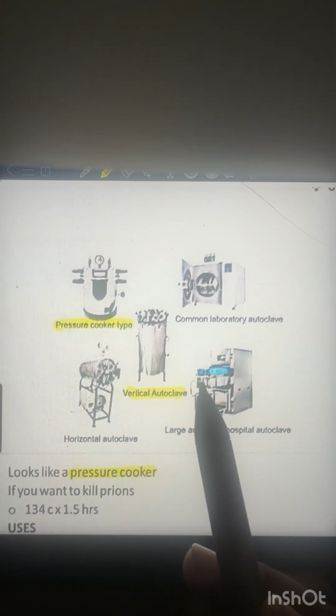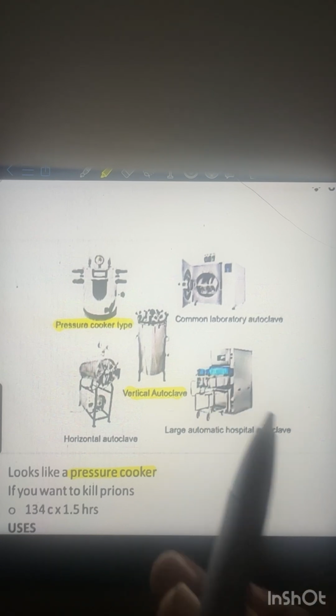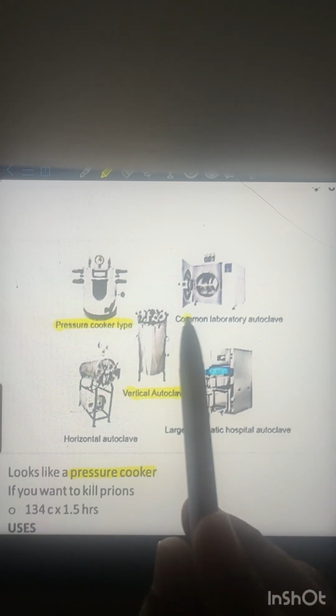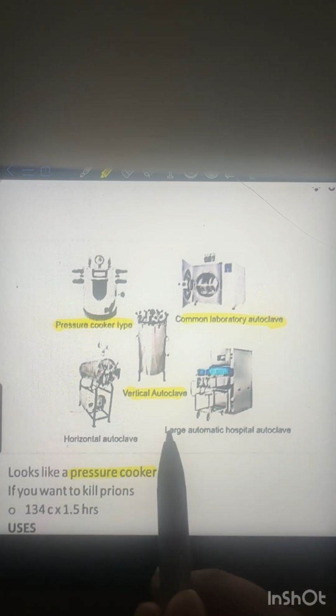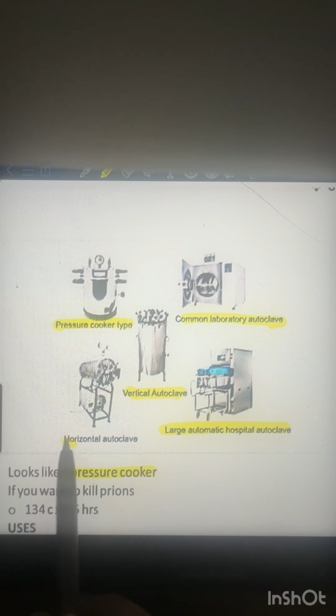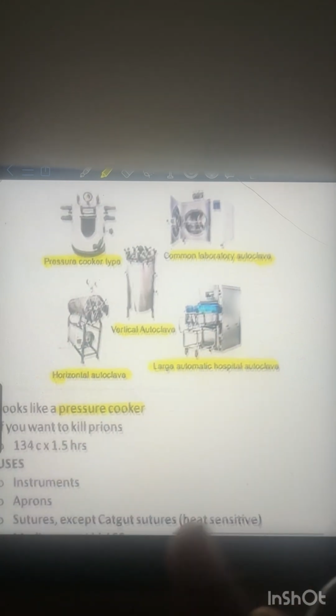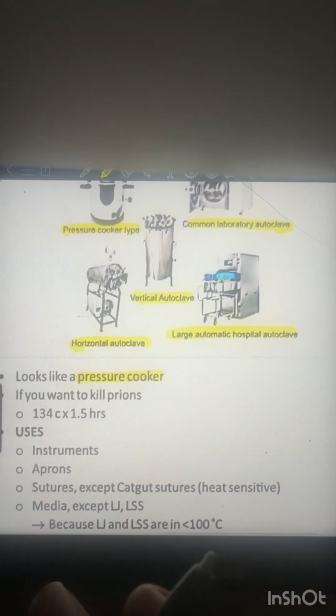So, this is the pressure cooker type. This is the autoclave which is long axis. It is vertical. Then this is the autoclave which is lying down. It is horizontal. This is the autoclave which is looking more or less like a washing machine. This is what is used in laboratories. This is a very huge autoclave that is used for very large hospitals where a lot of samples come. So, these are the different kinds of autoclaves. But one thing I understood was that whichever kind of autoclave you're using, you have to follow 121 degrees centigrade for 15 minutes and 15 psi.